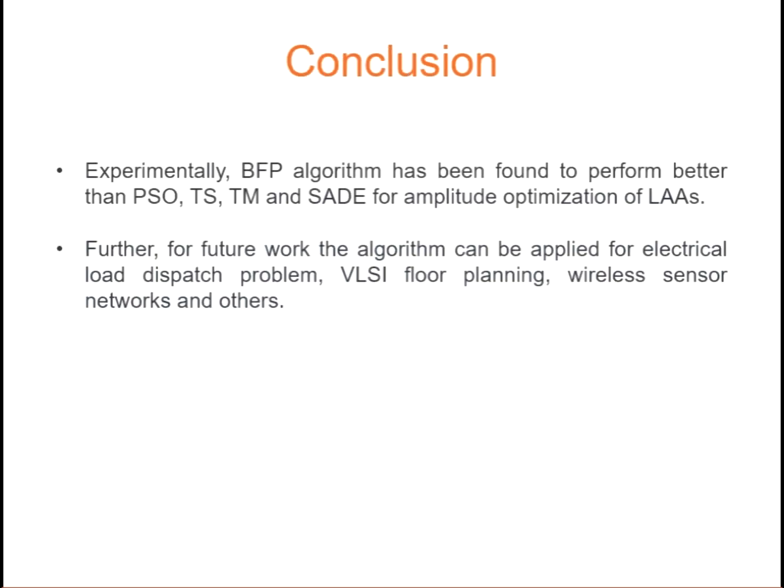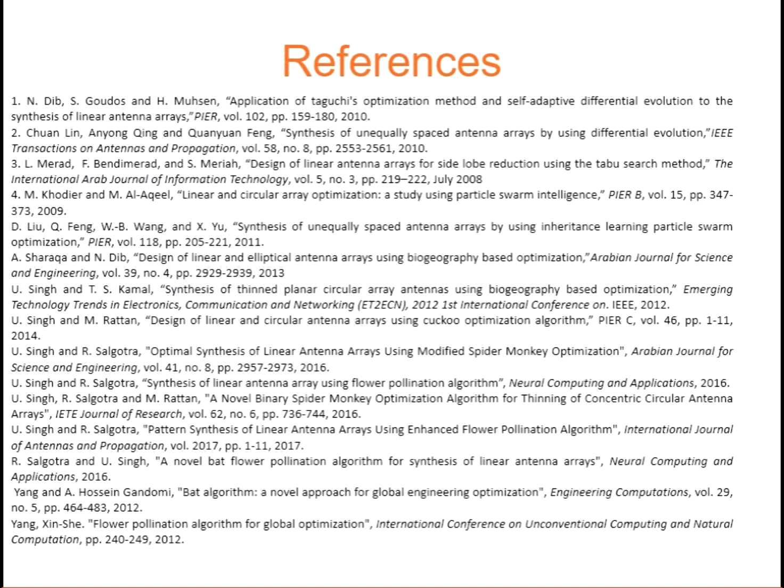So finally, I would like to conclude that the BFP algorithm is found to perform better than PSO, taboo search, Taguchi method, and self-adaptive DE for amplitude only optimization of linear antenna arrays. For future work, this algorithm can be applied to the electrical load dispatch problem, VLSI floor designing problem, wireless sensor network problems, and a lot of other problems. So this was all. These are the references which I have used.